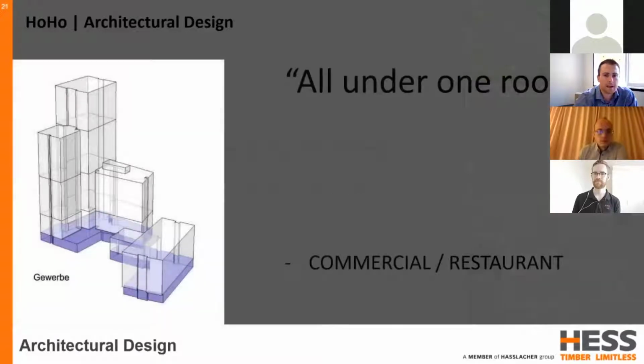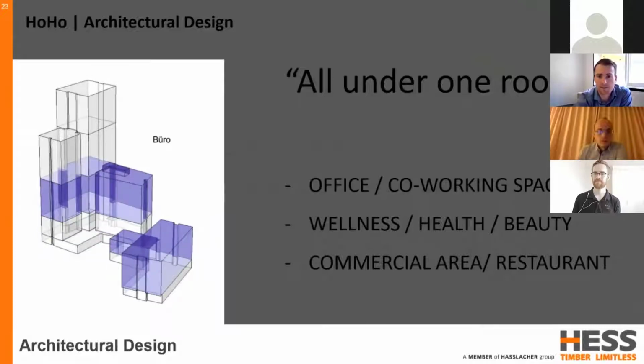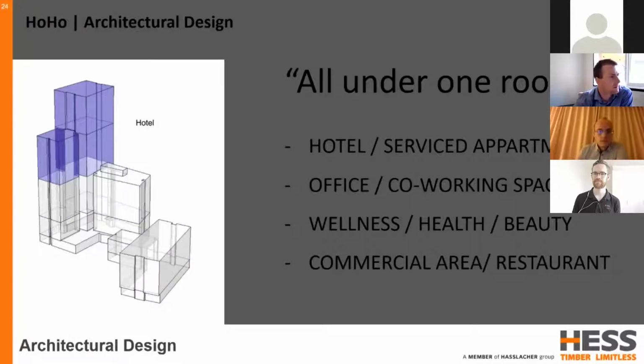So the building operations vary as you ascend upwards. So we start at the base of the tower with a commercial precinct of shops and restaurants. Above this sits the wellness centres, gyms, health and beauty centres. The office and co-working spaces then sit above that, and that's essentially the heart of the precinct, so the primary operations of the building. And then finally, the hotel and service departments on the top portion of the main tower.